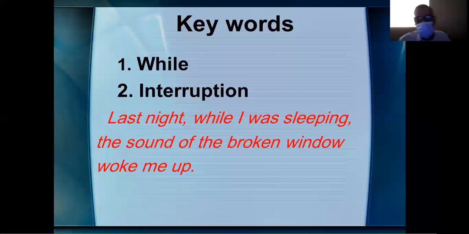Okay? I'll give you more examples. While I was reading, my father opened the door. While I was walking, I fell down. Okay? While my mother was cooking, she burned her hands, and so on.